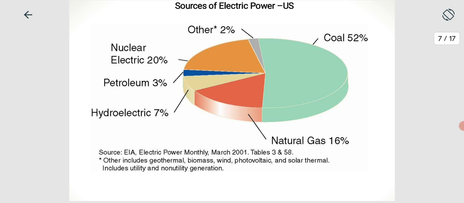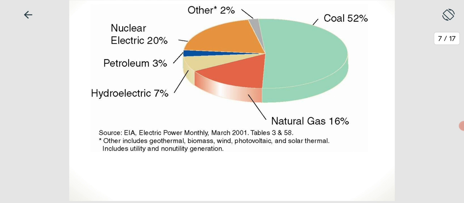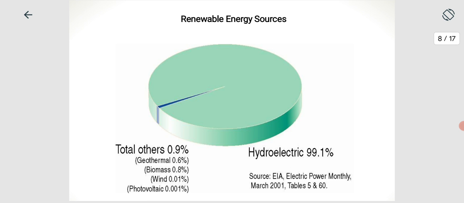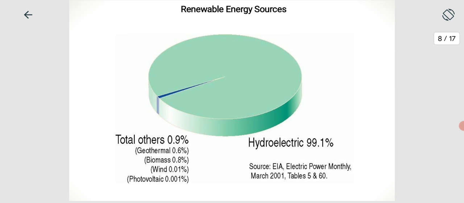The sources of electric power monthly, in the March 2001 tables. Other includes geothermal and biomass, wind, photovoltaic and solar thermal, including utility and non-utility generation. Now, renewable energy sources. So these are the renewable energy sources: the total other is 0.9%, and hydraulic is 99.1%. So these are the renewable energy sources.